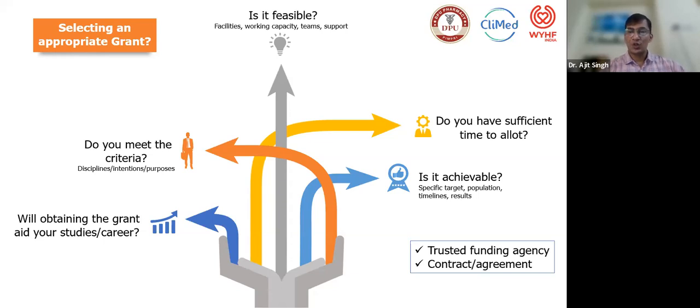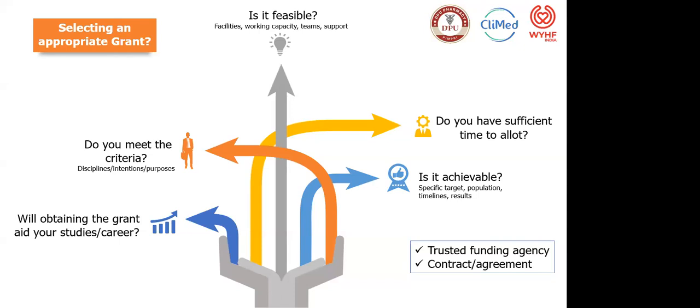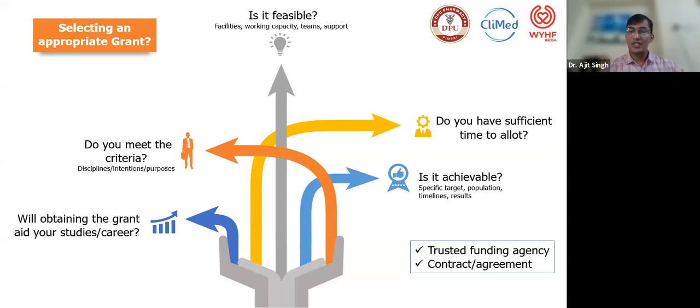Like what grant is rightly open for me now. I have to check that. So how to get the appropriate grant? How to select the appropriate grant? Like where I have to apply? First of all, think first. Your first agenda should be, will obtaining this grant aid your studies or career? If you are a student, the first question in your mind should be, will obtaining this grant aid my studies?